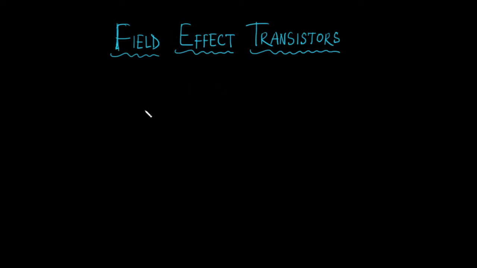The circuit symbol for field effect transistors is this. This is the circuit symbol of field effect transistors. Compare it with the circuit symbol for the bipolar junction transistors. You see that there is some difference here. Particularly, these are more slanting in BJTs, and there is a gap in the field effect transistors.